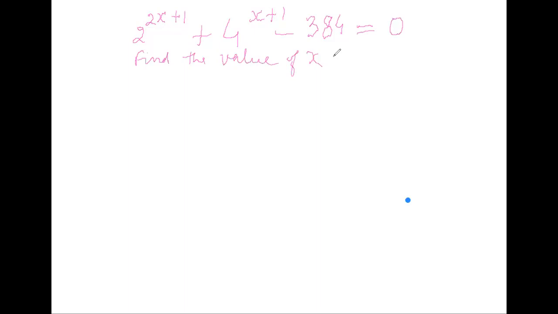How shall we find the value of x from here? Now you can write with the blue. So students, this is 2 raised to power x plus 1. We can write it like this: 2 raised to power 2x into 2 raised to power 1. Similarly, you can write down 4 raised to power x into 4 raised to power 1. Then you have minus 384.